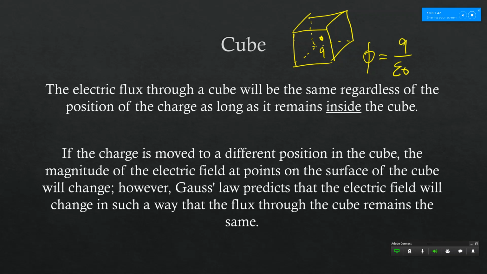I could be a bit more tricky though, and I can say, okay, that's the total flux coming out of the cube. Therefore, what would you say the flux is coming out of only one out of the 6 faces of the cube? Exactly. Then it would be divided by 6. So the flux for one face is equal to Q over epsilon naught multiplied by 1 over 6.